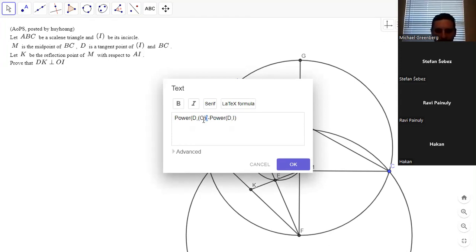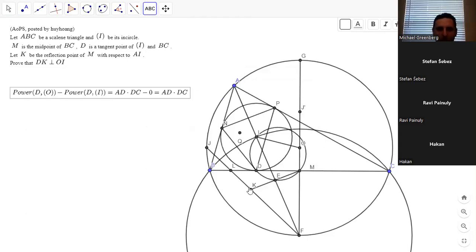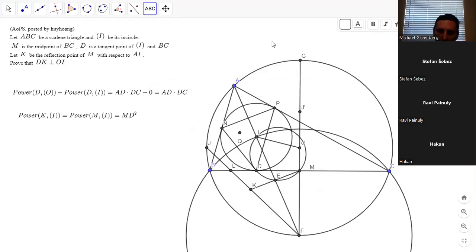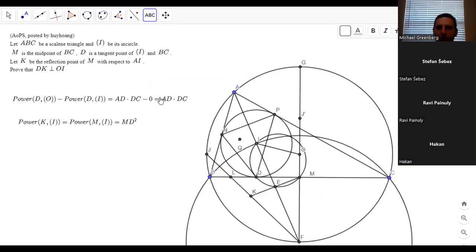So I'll do it like this. That's equal to AD times DC minus 0, which is AD times DC. Okay, and then we want the power of K with respect to I minus the power of K with respect to O. So first I'm going to say the power of K with respect to I is equal to the power of M with respect to I, which is equal to MB squared. That's by symmetry. Oh yeah, you're right, BD times DC.